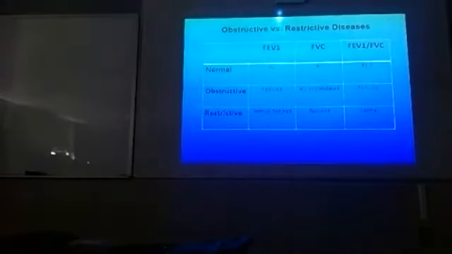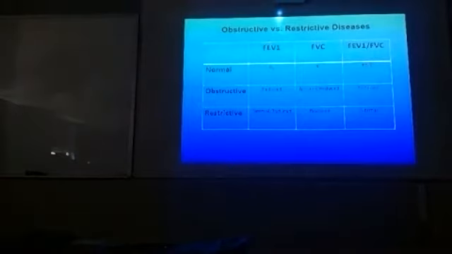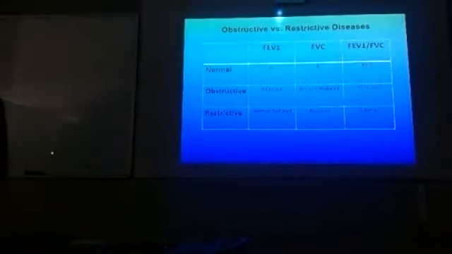Restrictive lung disease is characterized by some sort of restriction in the ability to expand the lung. There's no obstruction to airflow. They can inhale and exhale okay. The problem is inhaling so they can fully expand their lungs. The lung somehow is restricted in expansion. It can't expand fully. That's called a restrictive lung disease.